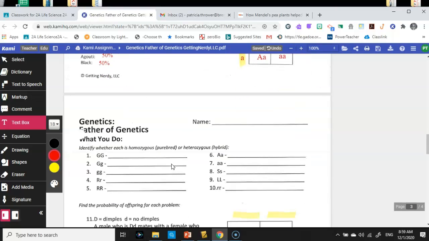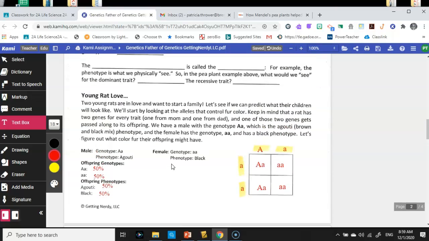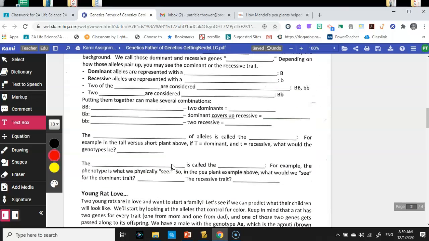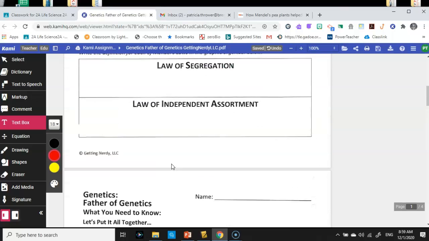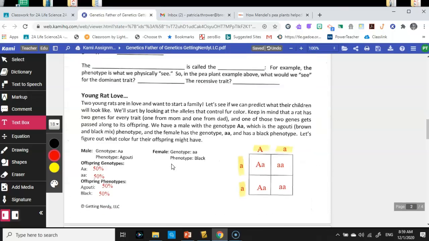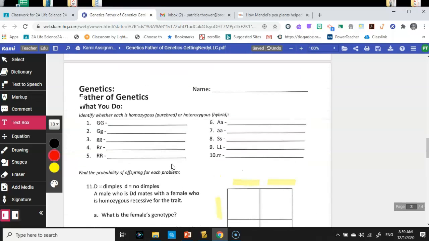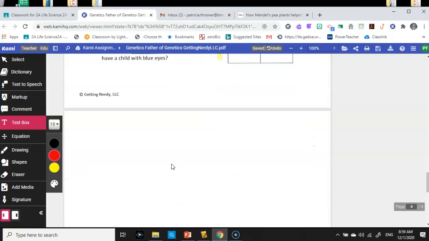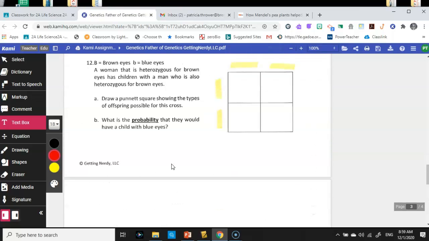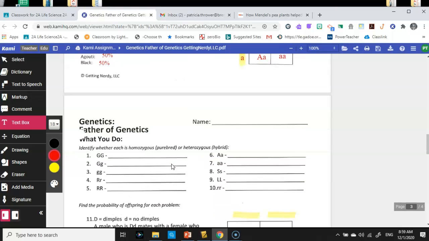All right. So when you're finished with this, you're going to go and turn that in. Oh, we've got some more here. Okay, so let's do these real quick. I'm thinking that that's the same thing. So we're going to go ahead and do this right here.